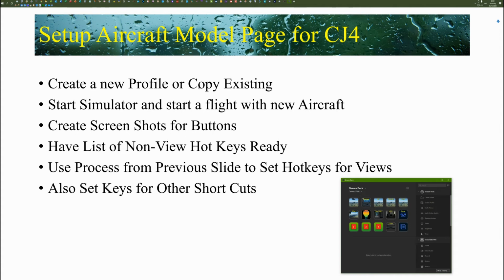So we've got to create a new profile for the CJ4. We've got to start a simulator. We'll get in there and have a look at it, and what we go through to create the screenshots for buttons. And we'll have a list of non-view hotkeys ready to go, like the isolate here, for example. And we'll use the process from previous slides to set shortcut keys for views.